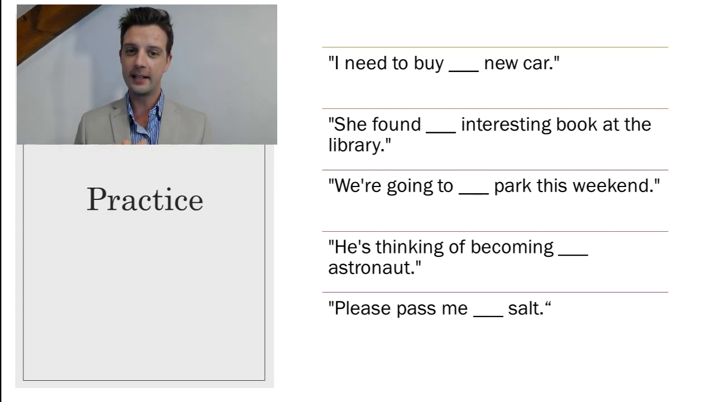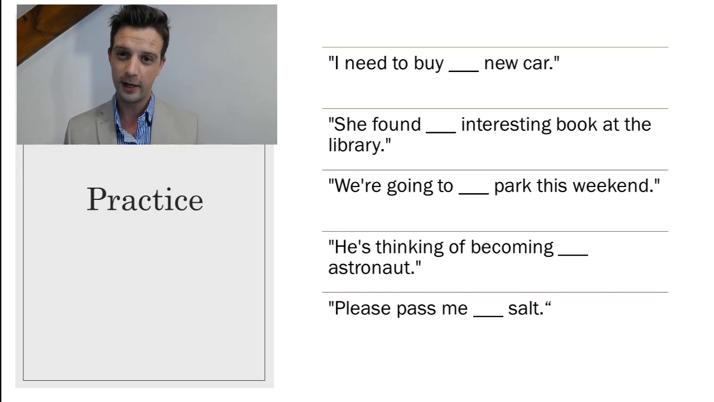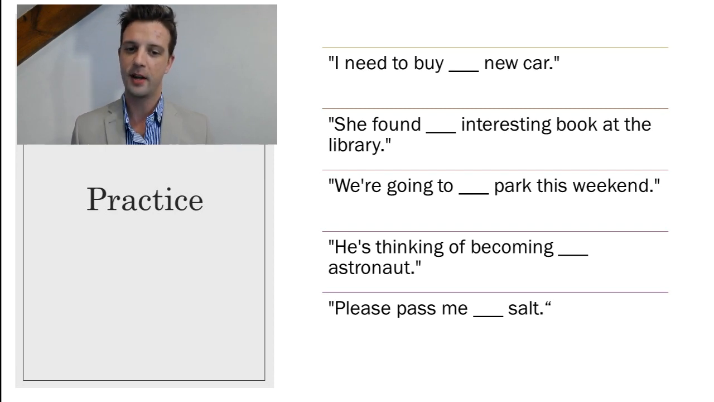First one, I need to buy a new car, right? We use a, an, or the. Number 2, she found interesting book at the library. Number 3, we're going to Bank Park this weekend. Number 4, he's thinking of becoming something astronaut. And then please pass me salt. Okay, and then for the hard practice is the next slide.